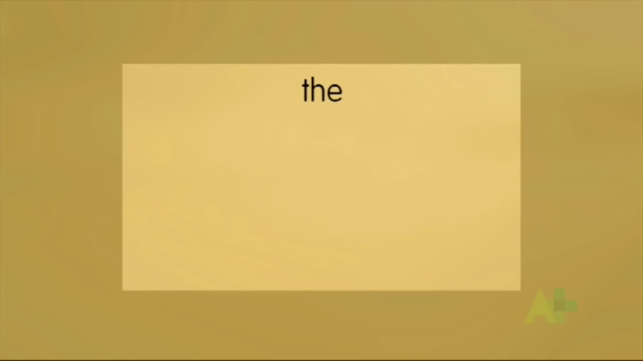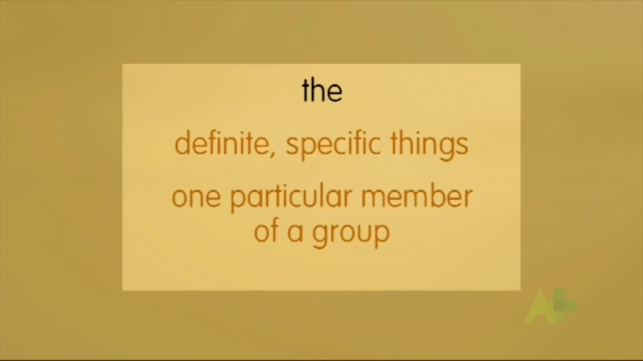So when do we use the definite article the? Well, we use it when we're referring to definite, specific things. We also use the when we're talking about one particular member of a group. Luckily, there is only one form of the word the, and it can refer to both singular and plural nouns. We say the banana and the bananas.